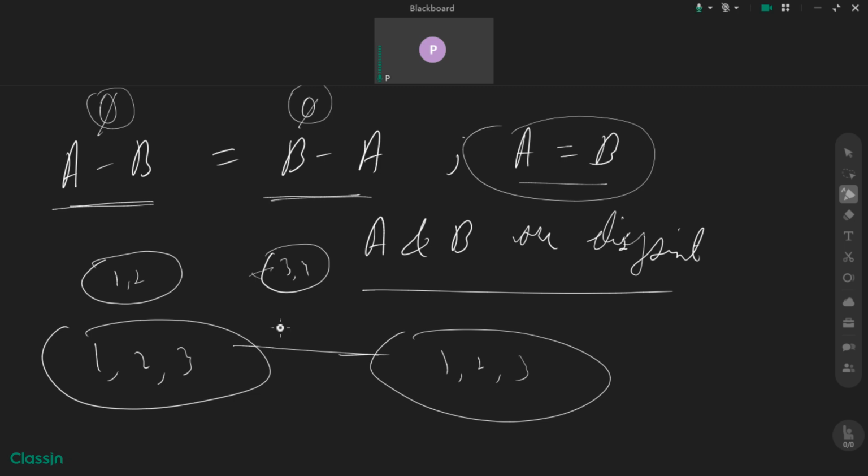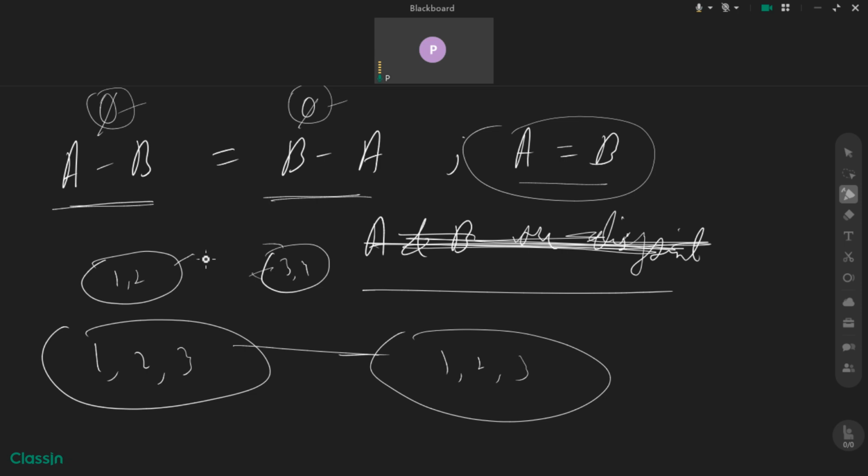It means that A minus B will be equal to B minus A only when both are equal or disjoint. If A and B are equal, we are always getting the empty set, so A minus B will equal B minus A. Now, if they are disjoint, they have no element common. In this case, A minus B will be equal to A, and B minus A will be equal to B. But if they are equal sets, then A minus B will be equal to B minus A.